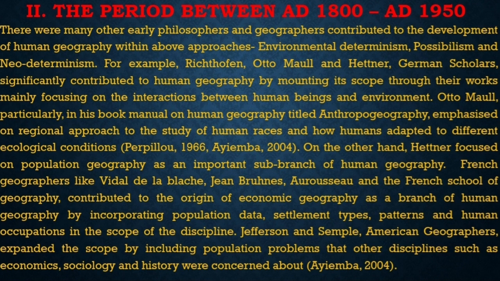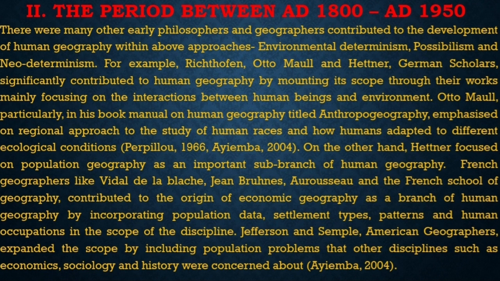emphasized the general approach to the study of human races and how humans adapted to different ecological conditions. On the other hand, Huntington emphasized population geography as an important sub-branch of human geography. French geographers like Vidal de la Blache and Jean Brunhes, also in the French school of geography, contributed to the origin of economic geography as a branch of human geography by incorporating population data, settlement types, patterns and human occupations in the scope of the discipline.